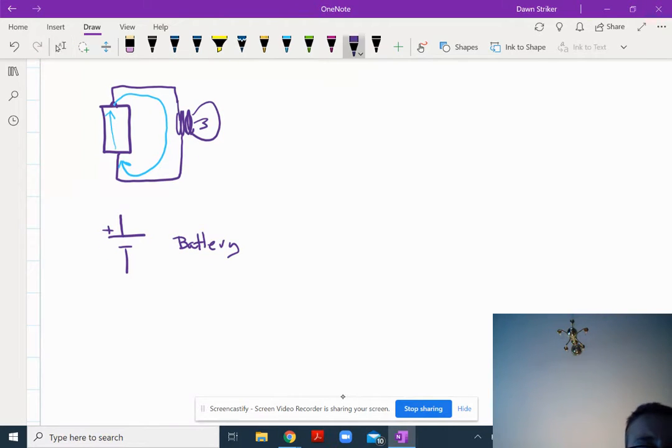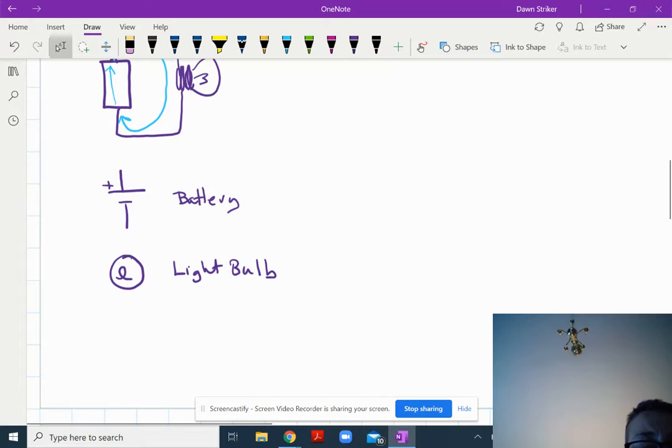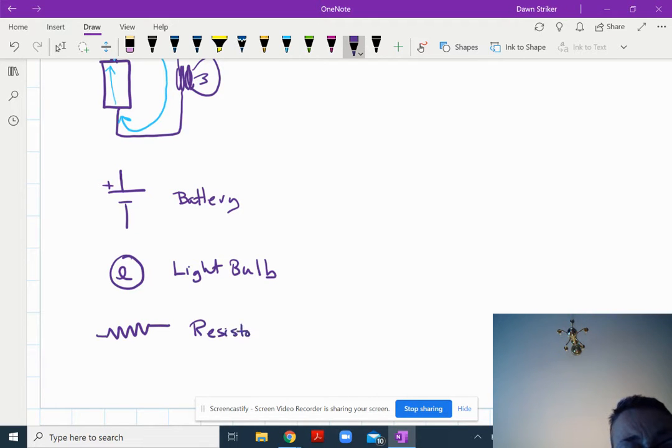A light bulb looks like a circle with a little loop-de-loop in it. There's a light bulb. And sometimes a light bulb is just shown as a resistor. And in general, a resistor is something that looks like this, a sort of sawtooth pattern. That is a resistor. Light bulbs and resistors are interchangeable because a light bulb is a type of resistor.